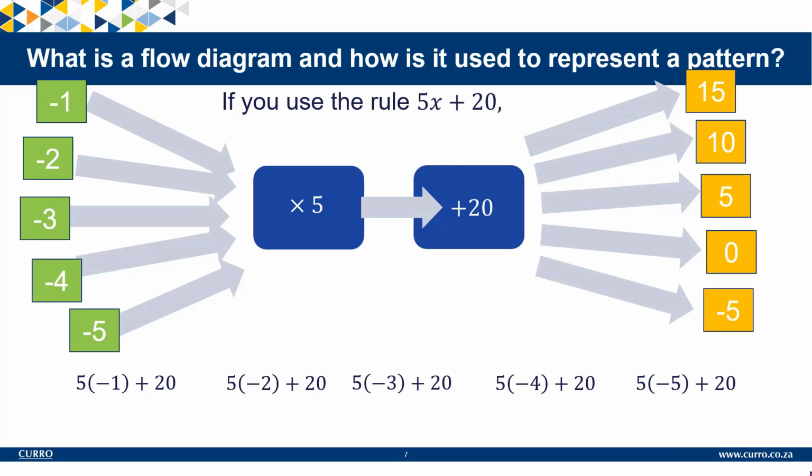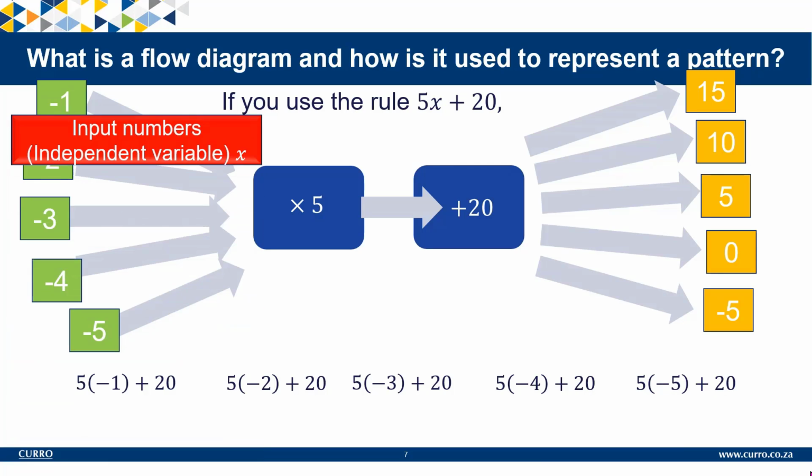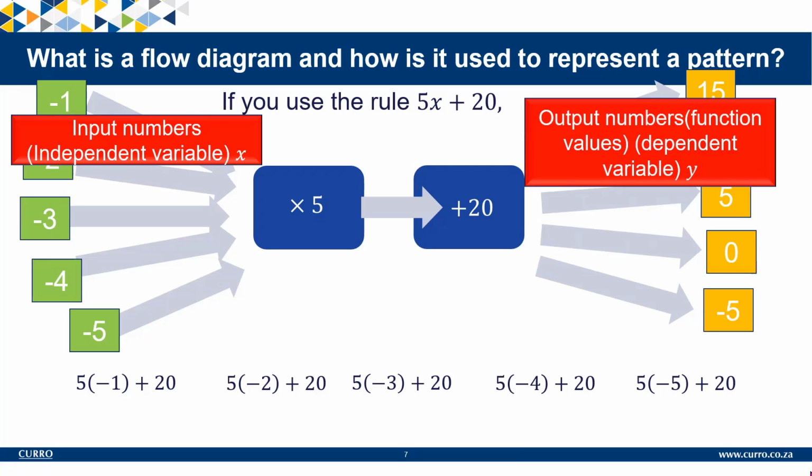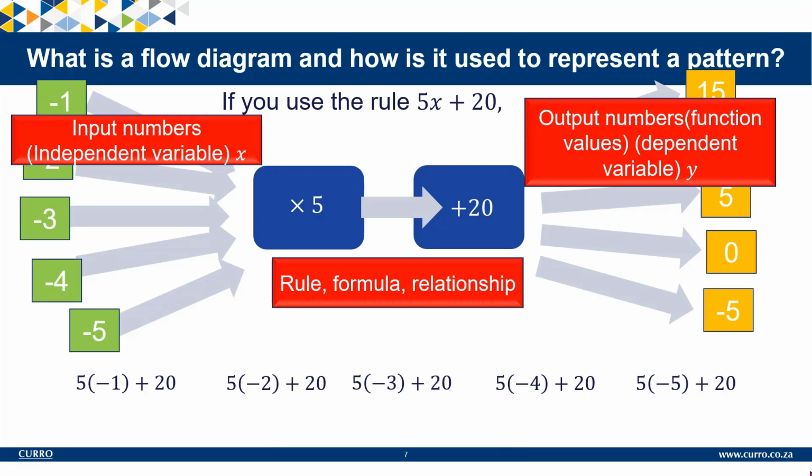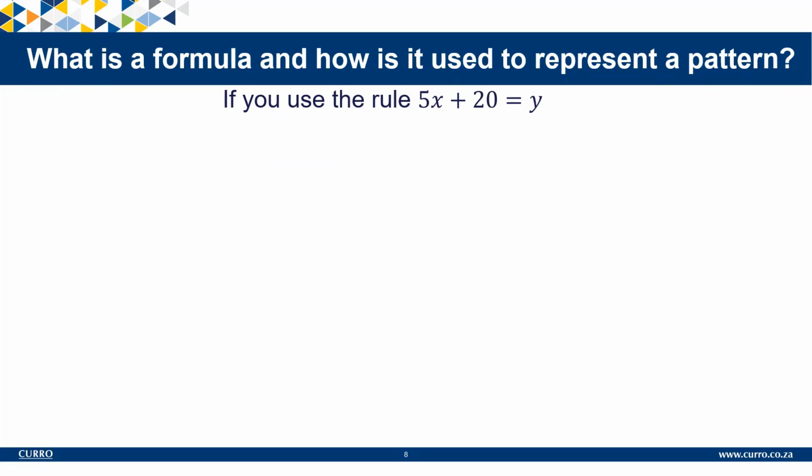So a flow diagram consists of input numbers, which are represented by x, and x is called the independent variable. Output numbers, which are also called function values, which are represented by y, and y is the dependent variable, as well as a rule or a formula. And this rule or formula shows the relationship between the input numbers and the output numbers. What is a formula and how is it used to represent a pattern?